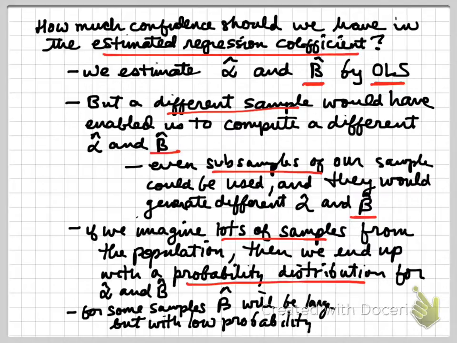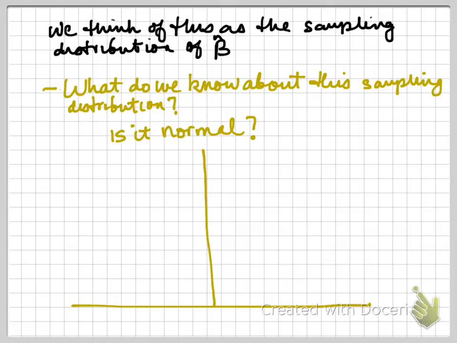How many times do we observe a beta hat of 7? How many times do we observe a beta hat of 5? How many times do we observe a beta hat of 16 when we calculate all these beta hats from all these different possible samples? So that's the mind game, the thought experiment that we engage in. That sampling distribution of beta hat is what we're interested in.